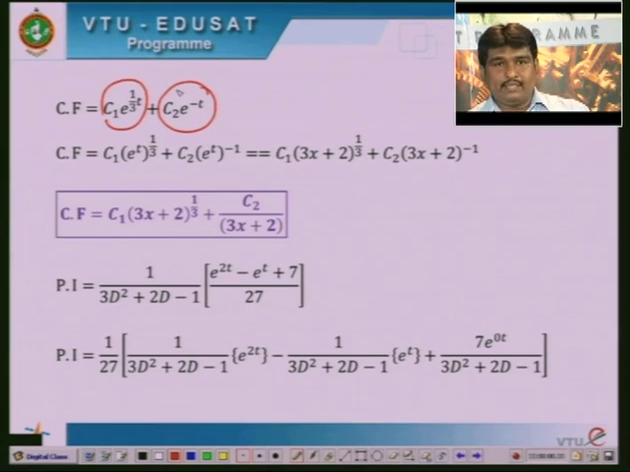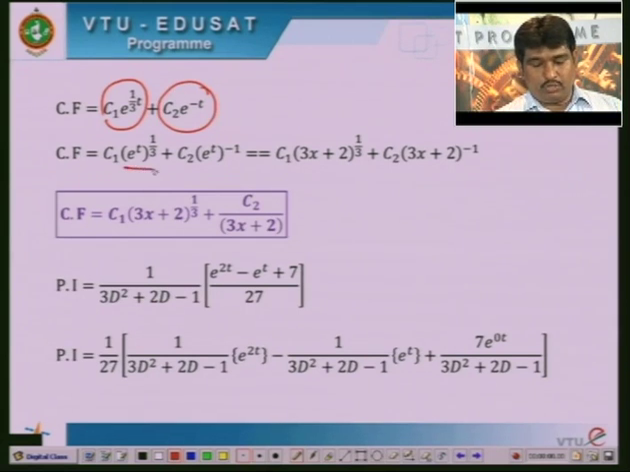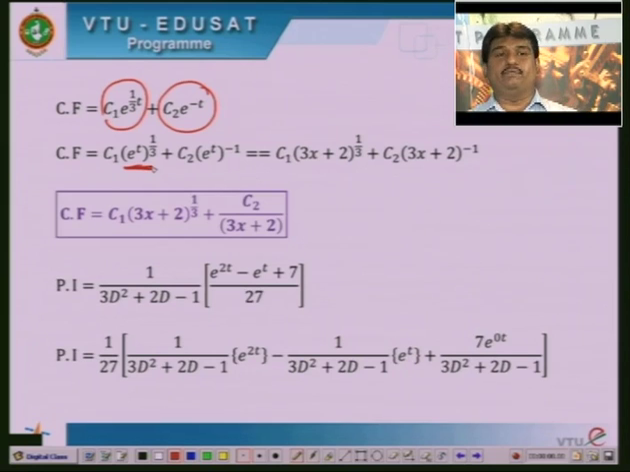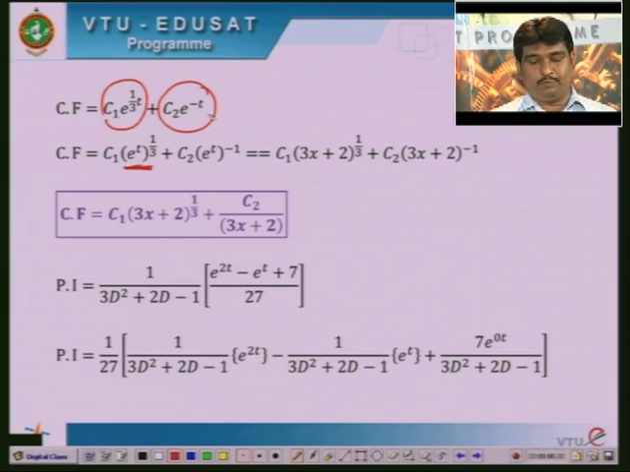Now convert this in terms of x by using the law of indices. You can write e to the power of 1 by 3 t as (e to the power of t) whole to the power of 1 by 3, and e to the power of minus t as (e to the power of t) whole to the power of minus 1. Next, using this known substitution, you convert e to the power of t in terms of x, which is 3x plus 2. So the complementary function of the given differential equation is c1 into (3x plus 2) whole to the power of 1 by 3 plus c2 divided by (3x plus 2).